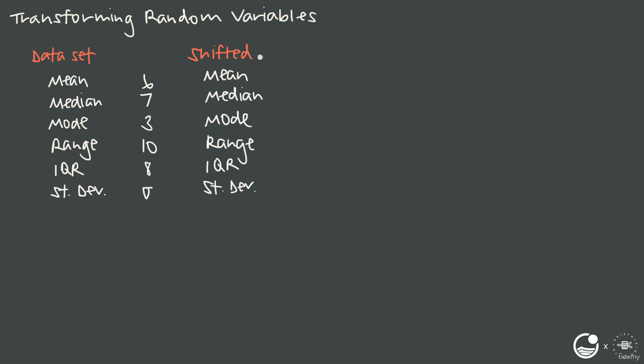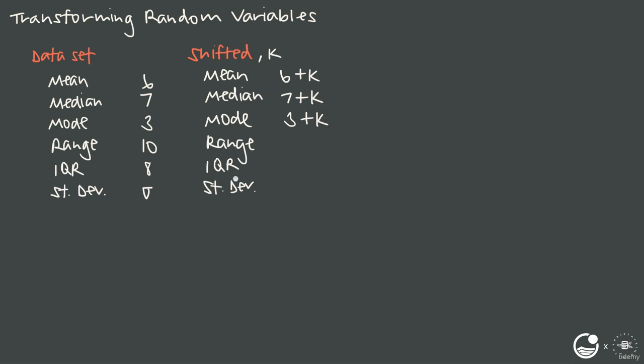So if we shift the data set by some constant k, and let's say the shift is adding k to every value in the data set, then the mean of this new shifted data set will be 6 plus k. In other words, the mean will change. The median will also be 7 plus k, the median will change, and the mode will change. The mode will be 3 plus k.